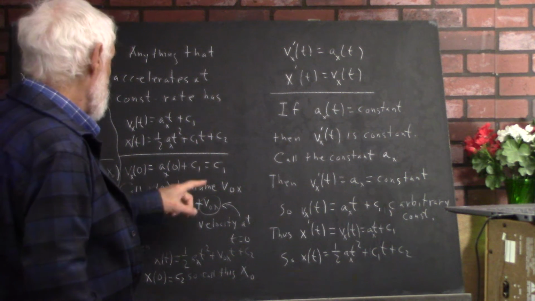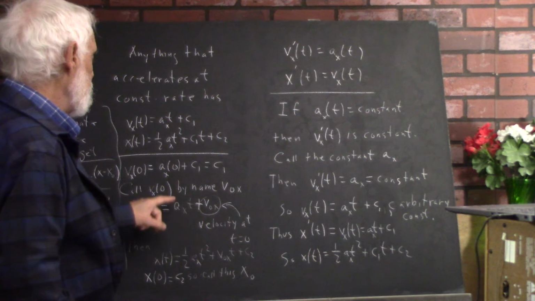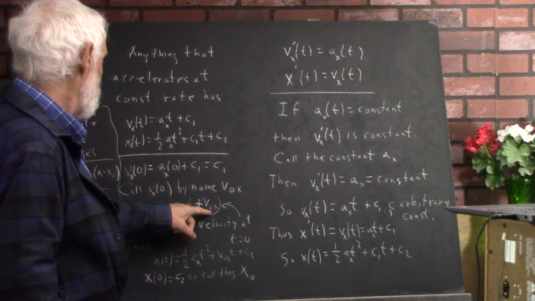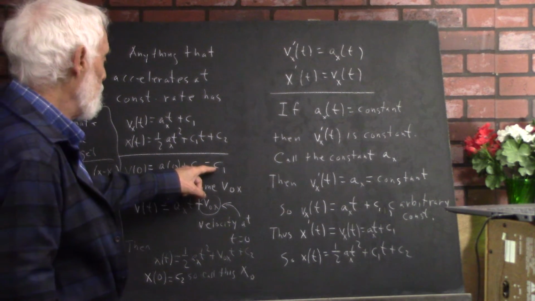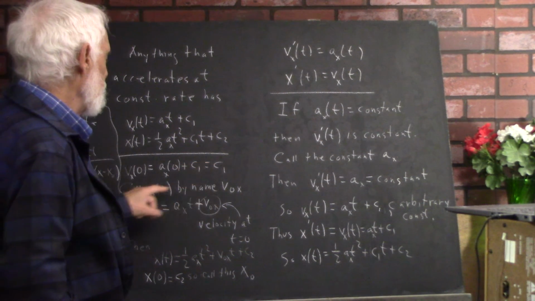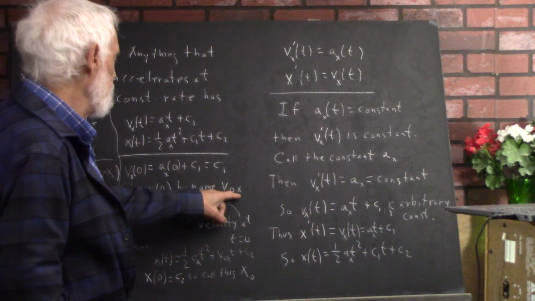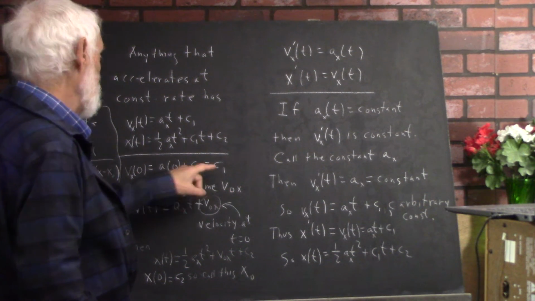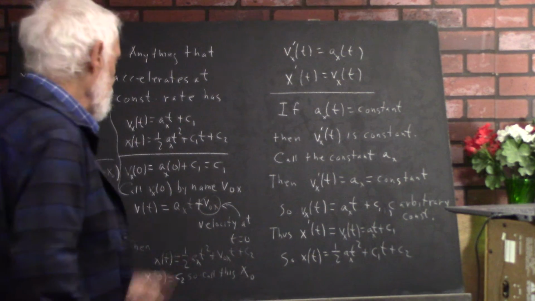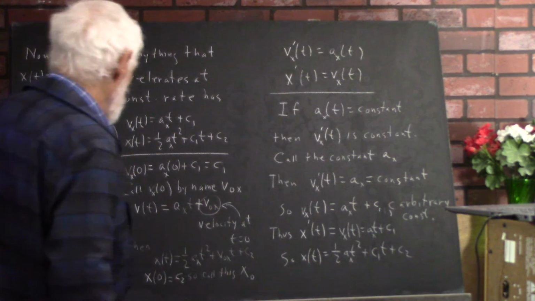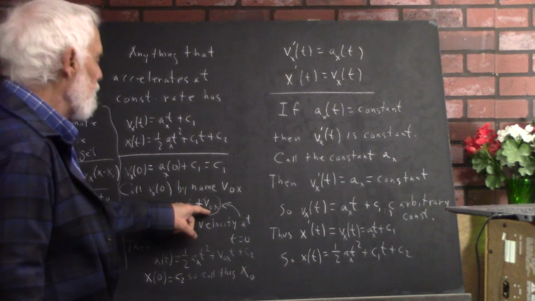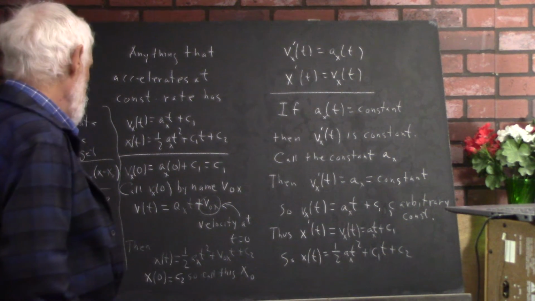If we call vx0 by the name v sub 0x, then v of t equals axt plus v0x. Because v0x equals c1, vx of 0 is c1, and if we call that v0x, then v0x equals vx of 0, and that equals c1, so c1 is v0x. And that's your velocity at t equals 0. Again, so here's an equation. This is the t equals 0 velocity.